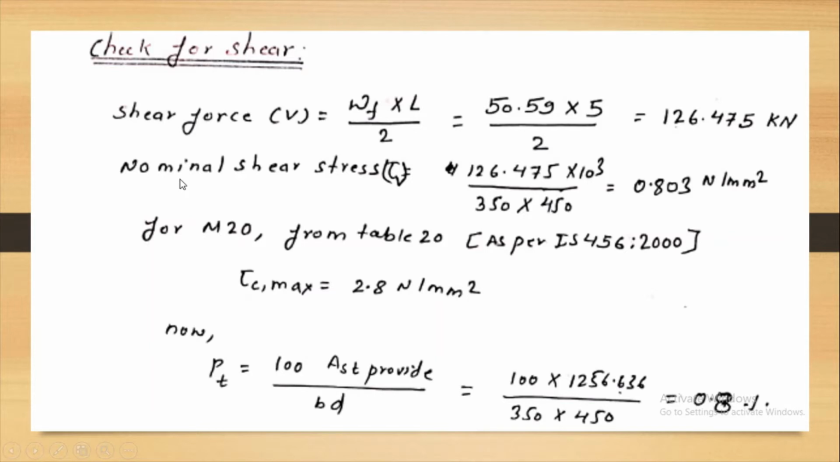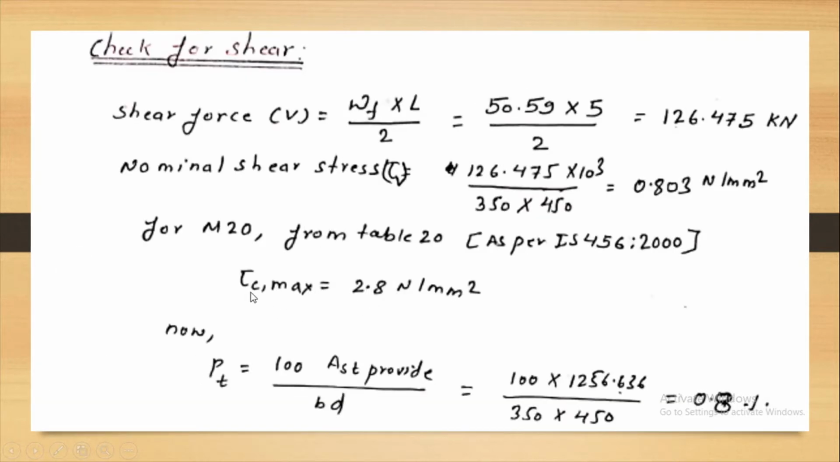For nominal shear stress, which is represented by tau V, we have the formula shear force divided by B into D. By putting the values of shear force, B and D, we get 0.803 newton per mm square. After that, for M20, from Table 20 as per IS 456 2000, the maximum shear stress for M20 is 2.8 Newton per mm square, which is represented by tau C max. I have written here tau C max is equal to 2.8 Newton per mm square.